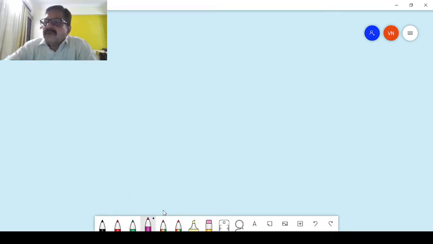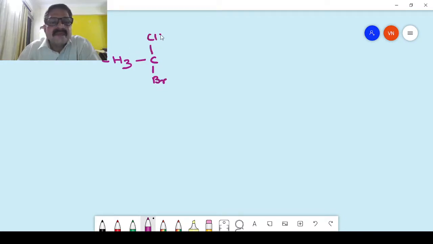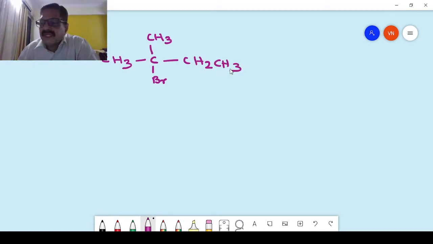So, E2 elimination of HBr from 2-bromo-2-methylbutane. Let us see a compound of this nature: CH3, 2-bromo, 2-methyl, CH3. This is our alpha carbon here. Then we have this as beta, and this is also beta here.